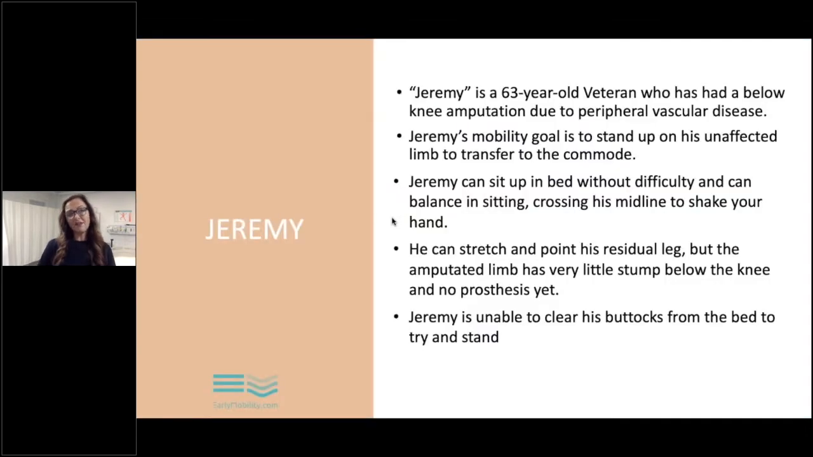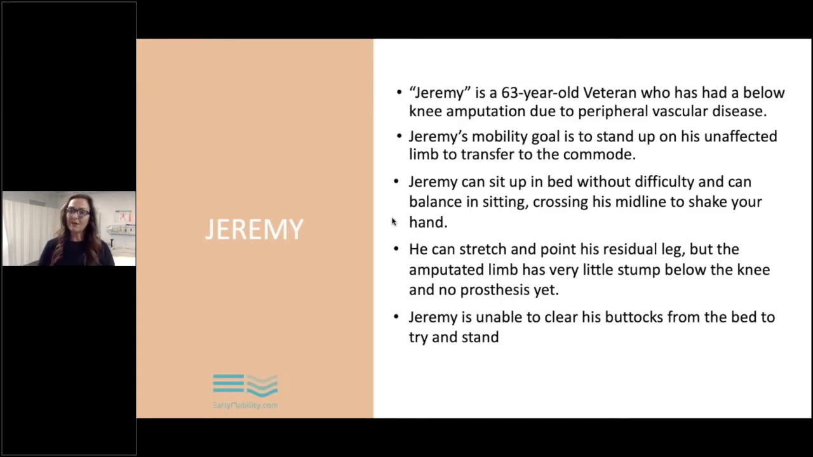Now let's think of another patient, Jeremy. Jeremy is a 63-year-old veteran who's had a below-knee amputation due to peripheral vascular disease. Jeremy's mobility goal is to stand on his unaffected side, to transfer onto the commode. So if you're picturing that bridge document, we're all the way to the stand column, stand and transfer.